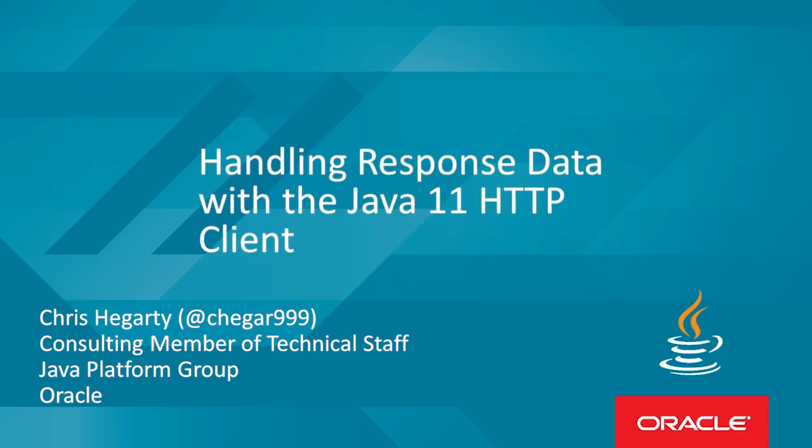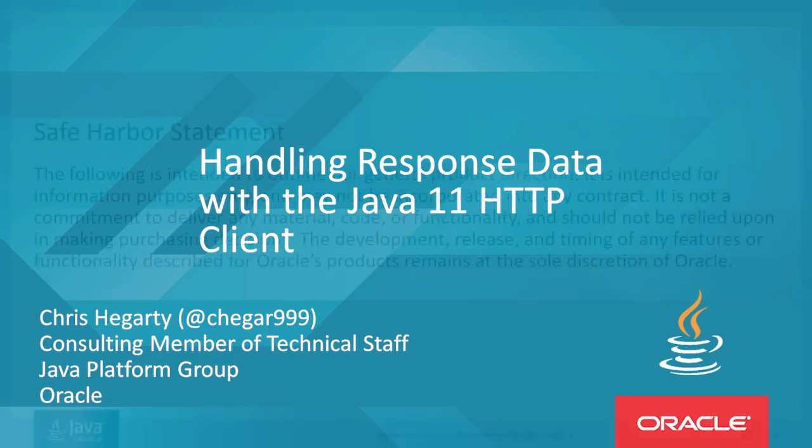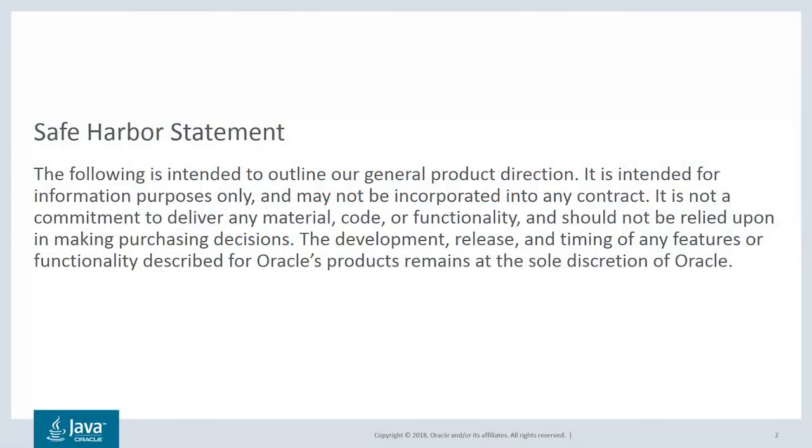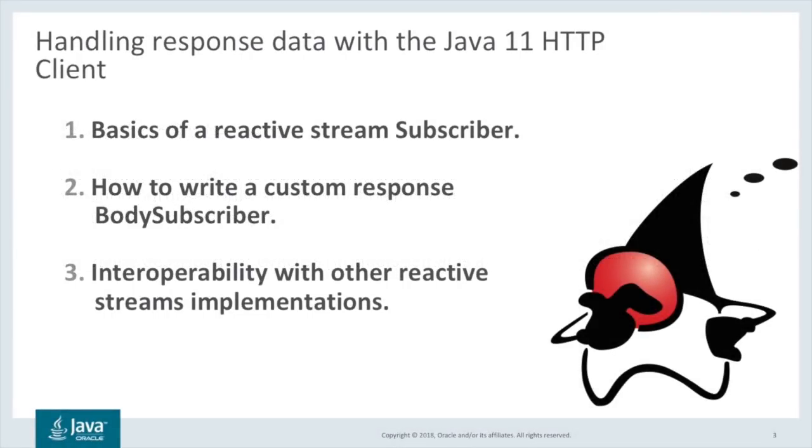I work in the Java Platform group at Oracle, and today I'm going to be talking about handling response data with the Java 11 HTTP client. In this session, we're going to take a high-level look at the Reactive-streams interfaces in the Java Platform and how they operate. Using this knowledge, we will then see how the HTTP client leverages these interfaces to handle request and response bodies. We'll work through an example of how to write a custom response body subscriber and how to interoperate with existing flow publishers and subscribers.